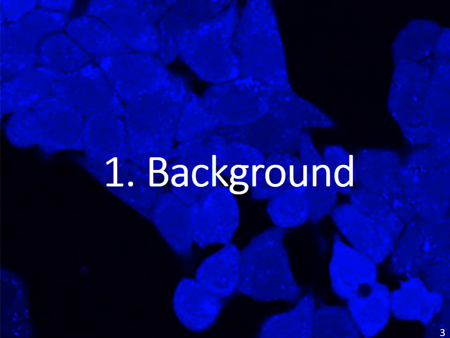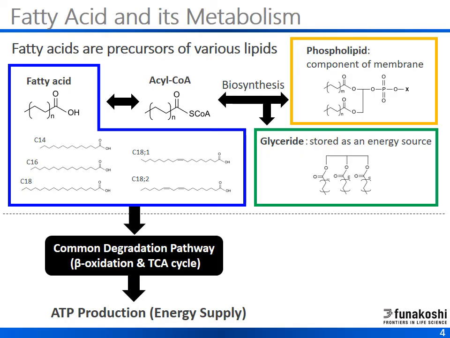I'd like to begin the discussion about FaoBlue background. Fatty acids play a key role as basic building blocks and precursors for various kinds of lipids. Inside cells, fatty acids with 16 or 18 carbon atoms are mostly present, and these fatty acids are converted to acyl-CoA forms. These acyl-CoAs are used for making phospholipids and glycerides.